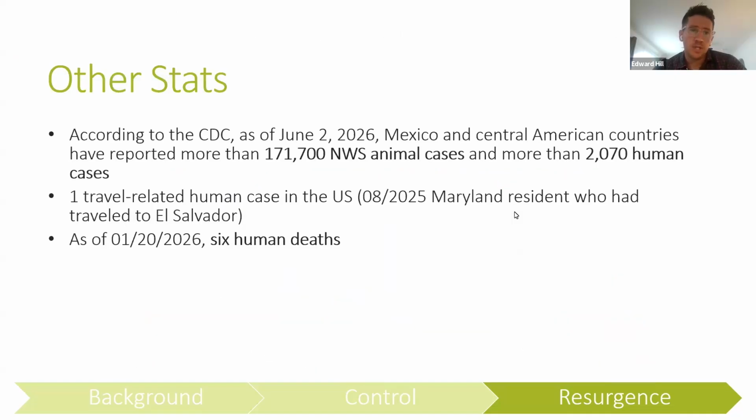And some other stats. According to the CDC, as of Monday, across Mexico and Central American countries, there have been 172,000 animal cases and about 2,100 human cases. There's one travel-related human case in the United States in August of last year, in a Maryland resident who had traveled to El Salvador. And as of January, six human deaths from this disease.